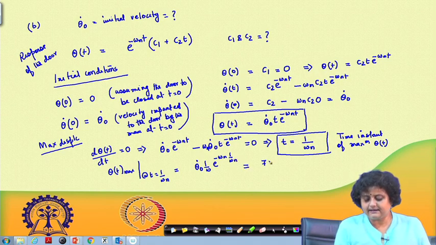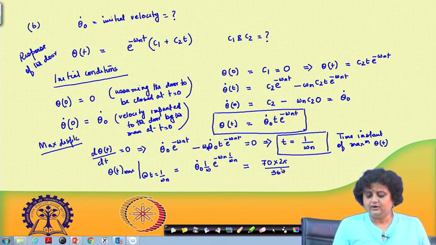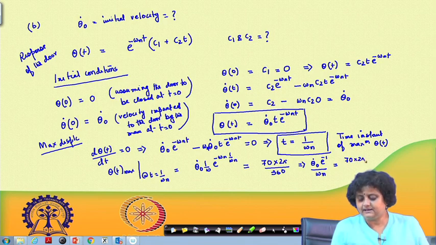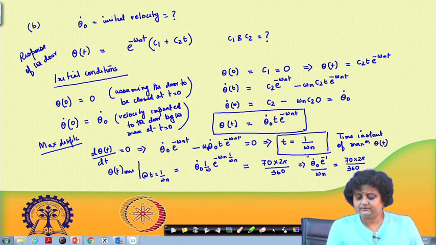So, 70 degree I have to write in terms of radian. So, 2 pi by 360. Okay. So, if I solve this, I get theta dot 0 into e to the power minus 1 by omega n should be equal to 70 into 2 pi by 360 degree. Okay. So, this is the equation that I need to solve.